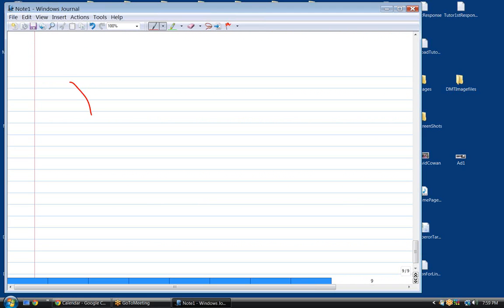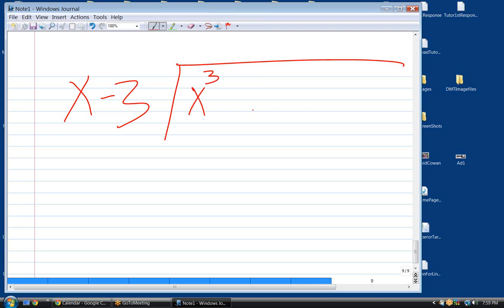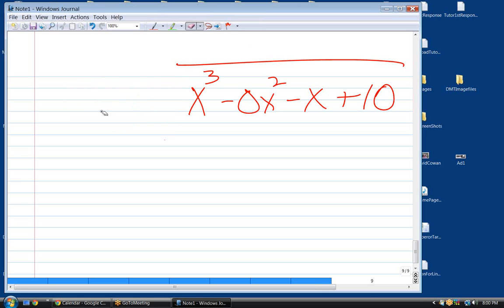And even if I'm doing long division, I have to allow for dummy variables. In other words, if my thing was x cubed minus x plus 10, I have to stick in a 0x squared. If I don't have an x squared term, I have to allow for it, even in long division. Same thing as in synthetic division, where I have to use that 0 up there. All right, what else you got?